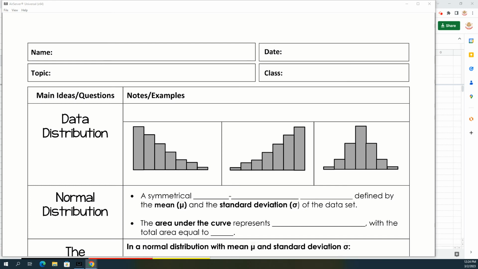Right, so today this is going to be topic 11.6, normal distribution.